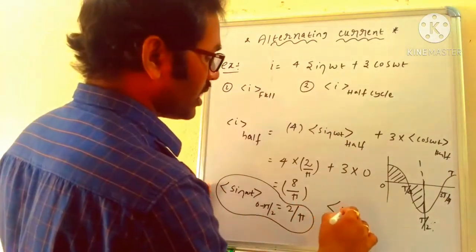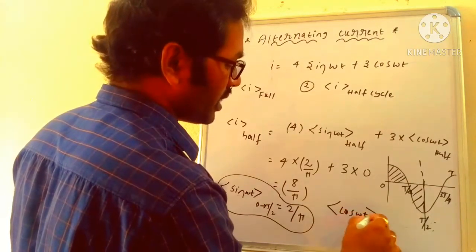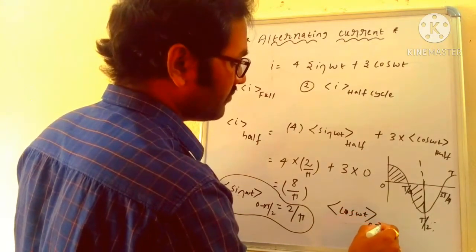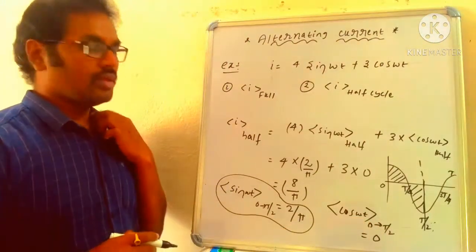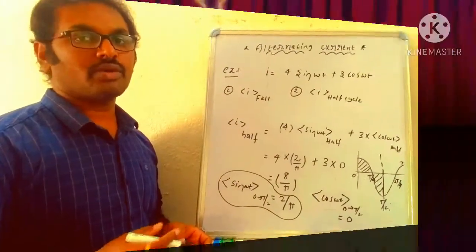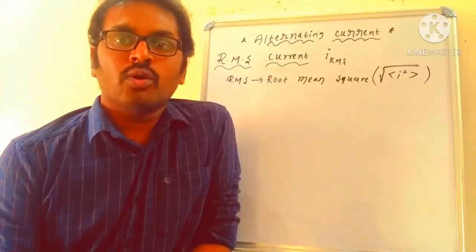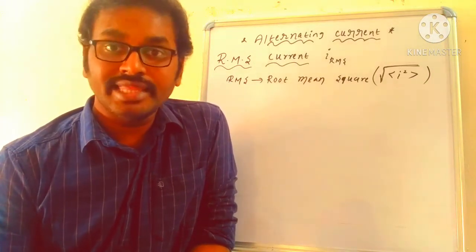And the average value of cos omega t for the half cycle from 0 to T by 2, which is equal to how much? 0. So if you know these results, we can simplify these equations without doing any integration. What is the average current? How to find the average current for the half cycle, for the full cycle, or for any given interval of time?